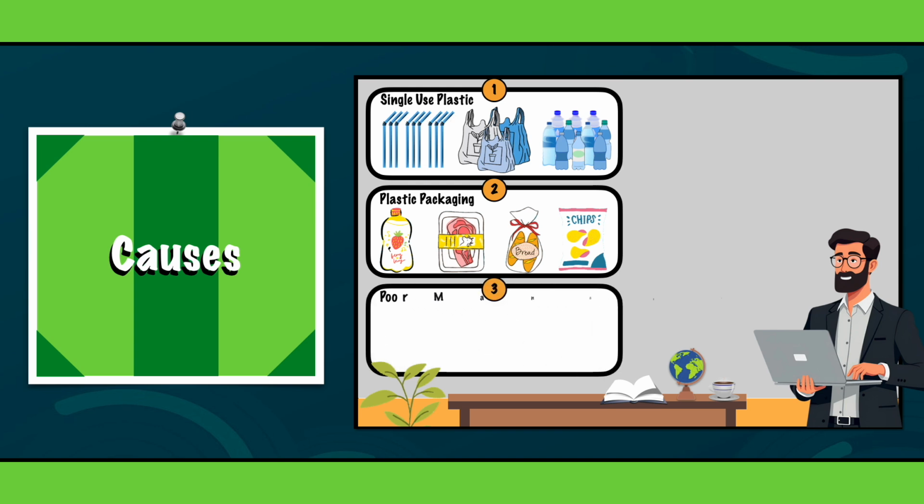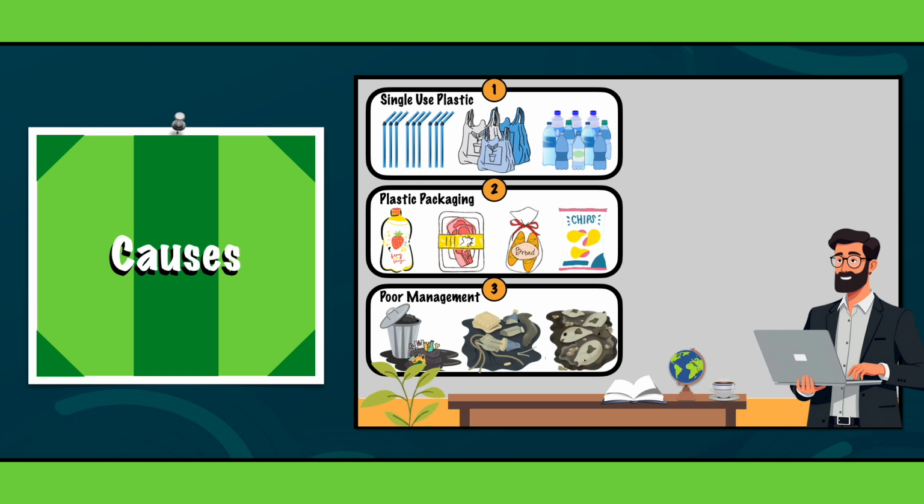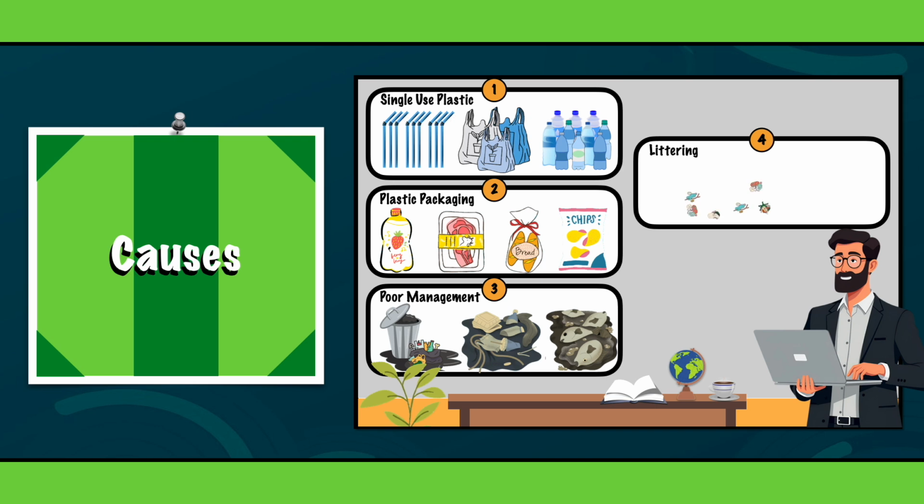Third, poor waste management. In many parts of the world, waste management systems are either inadequate or non-existent, leading to plastic waste being dumped directly into the environment. Fourth, littering. People often dispose of plastic improperly, leaving it to blow around and pollute the landscape.